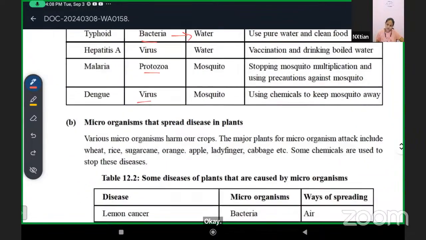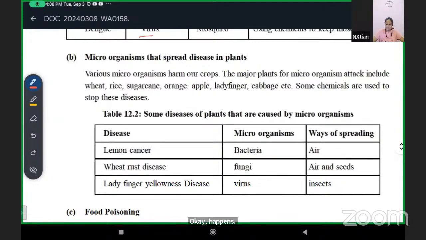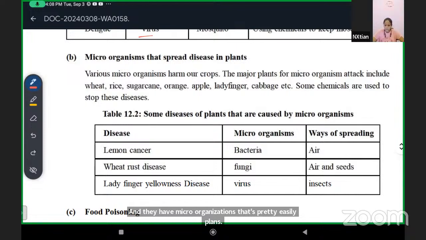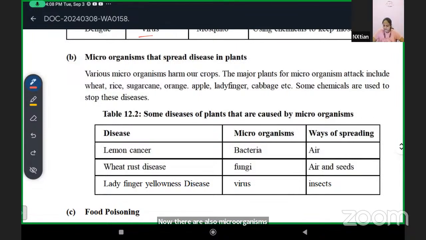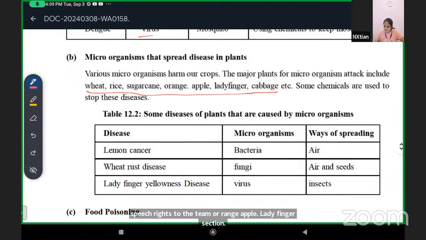Then we have microorganisms that spread diseases in plants. Now there are also microorganisms that harm the crops, okay? The major plants microorganisms attack include wheat, rice, sugarcane, orange, apple, ladyfinger, cabbage, etc. These are the crops, the plants that the microorganisms attack. And chemicals are used to stop these diseases.